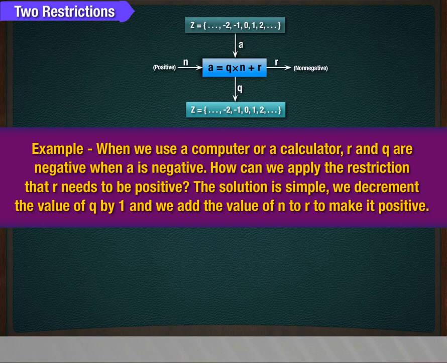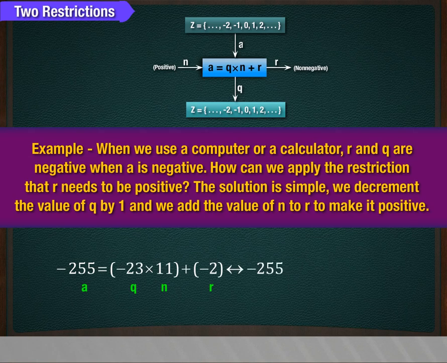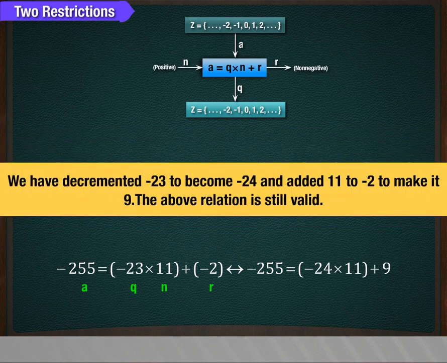For example, when we use a computer or calculator, R and Q are negative when A is negative. How can we apply the restriction that R needs to be positive? The solution is simple. We decrement the value of Q by 1 and we add the value of n to R to make it positive. Minus 255 is equal to minus 23 into 11 plus minus 2. Minus 255 is equal to minus 24 into 11 plus 9. We have decremented minus 23 to become minus 24 and added 11 to minus 2 to make it 9. The above relation is still valid.